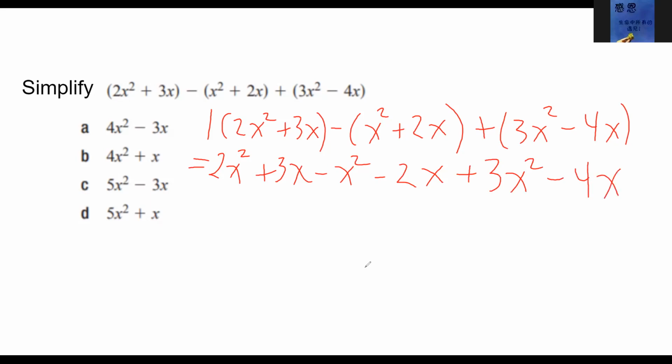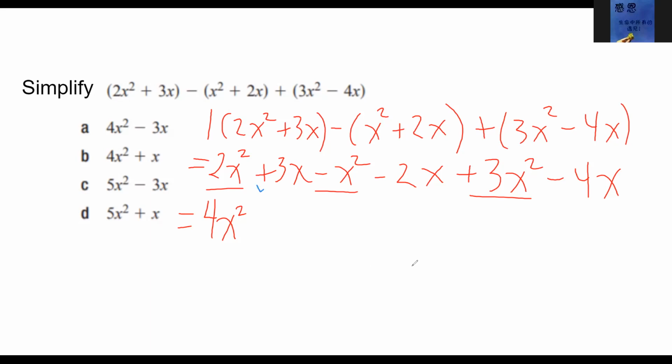Start with the terms with an x squared. So this one, and this one. Let's see, I have 2 minus 1 plus 3. The order you do that in doesn't matter. You can do 2 plus 3 is 5. 5 minus 1 is 4. So I have a 4x squared. Notice, when we add and subtract like terms, the exponents don't change, right? Keep that in mind.